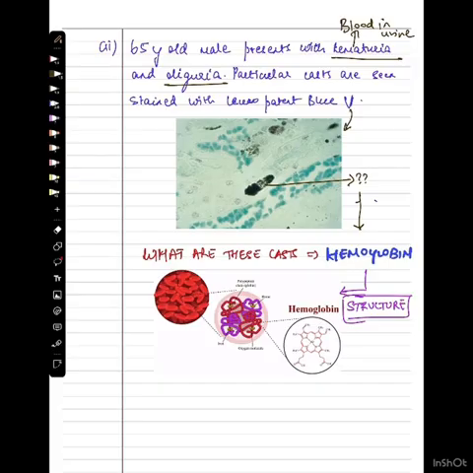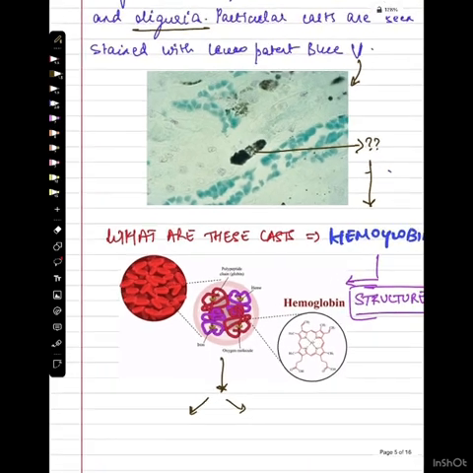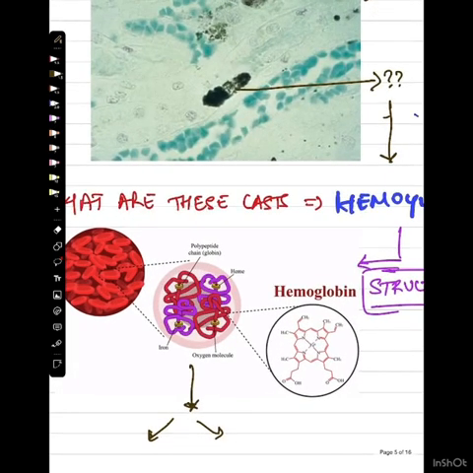Hemoglobin is a basic conjugated protein. As you can see here, this is the structure of hemoglobin. It is a basic conjugated protein and it has two parts. One, as you can see in this photo itself, is a colorless protein which is called globin, and the next is a red component which is called heme.